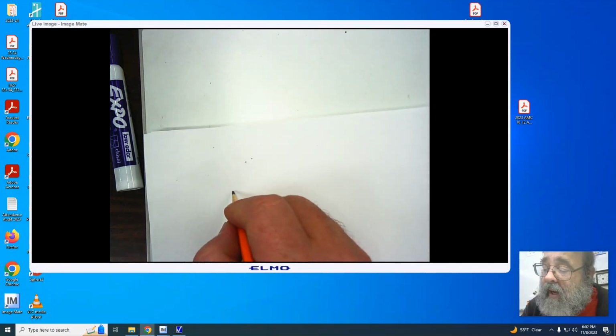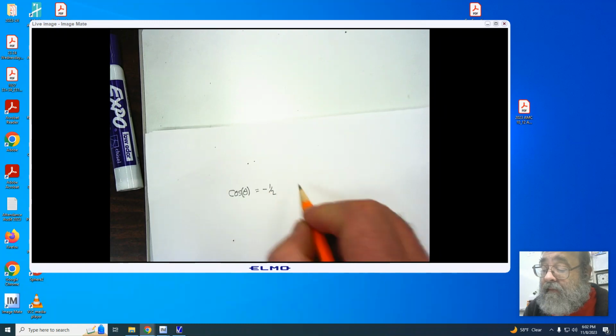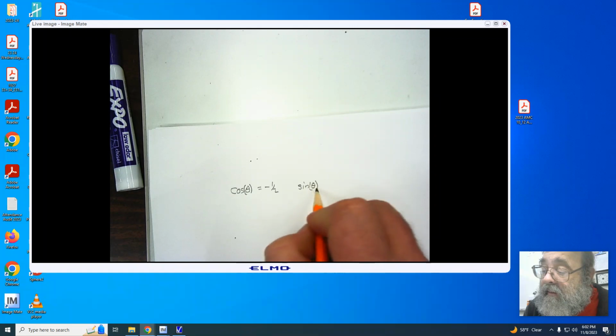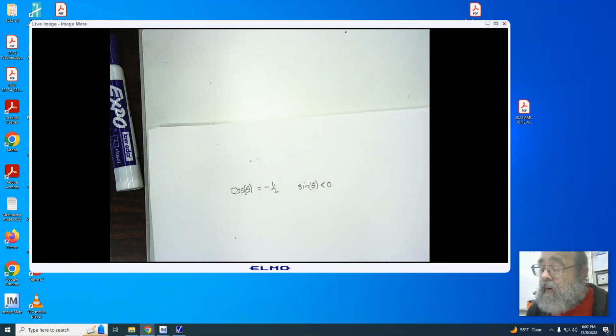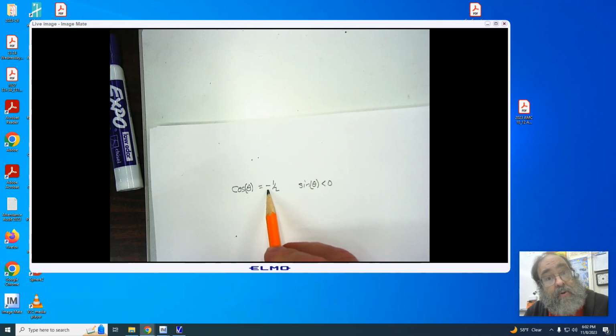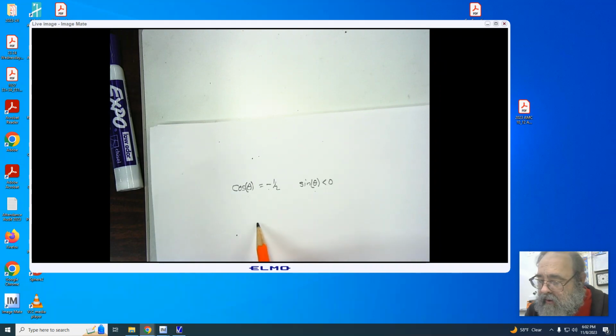Let's assume that I'm looking at a cosine of theta, and I'm telling you that the cosine of theta is negative 1/2. And then I tell you that the sine of theta is less than 0. Between these two bits of information, we can clearly see that our cosine being negative is going to have to be in the second and the third quadrant. But because the sine is also negative, and that won't happen in the second quadrant but does happen in the third, we know that our angle is sitting in the third quadrant.